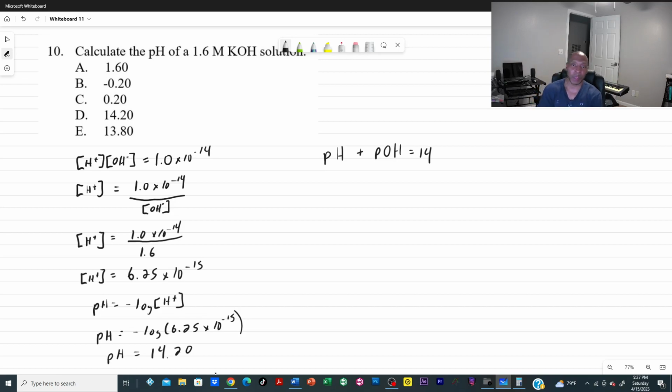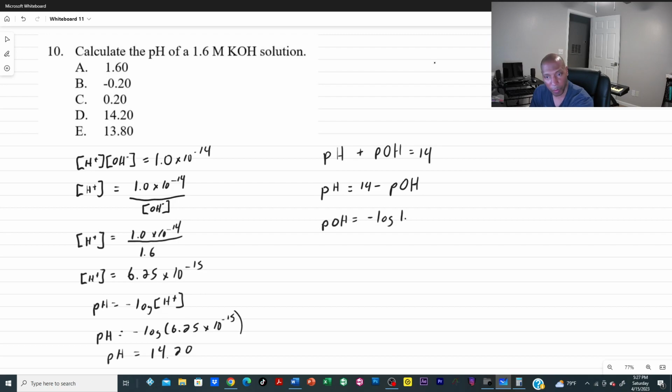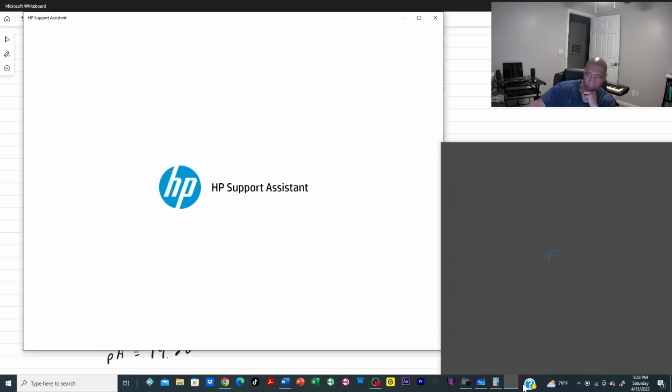And let me get my nice eraser tool right here. Okay. Now, the alternative way is, what they did is they took the negative log across this entire equation, and they were able to come up with pH plus pOH is equal to 14. So remember, the p is the negative log of anything. So if I get the negative log of my OH minus concentration, I can find my pOH, and subtract that from 14 to find my pH. In fact, I think I'll go ahead and do that now. I'll say pH is equal to 14 minus the pOH, right?